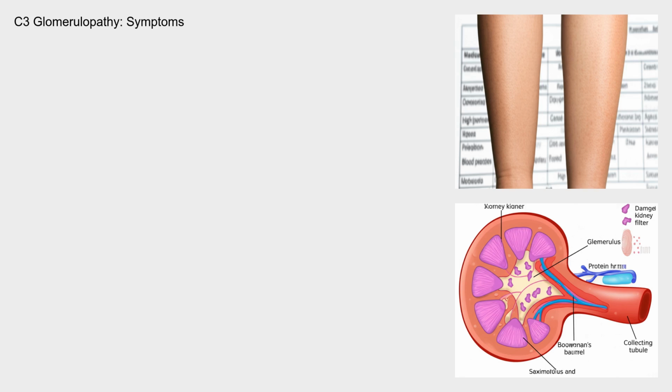The signs and symptoms of C3 glomerulopathy can vary from person to person and often develop gradually. Some common symptoms include proteinuria, which is protein in the urine, hematuria, or blood in the urine, and edema, which is swelling, particularly in the legs, ankles, and around the eyes. Hypertension, or high blood pressure, is also frequently seen. As kidney function declines, individuals may experience fatigue, nausea, loss of appetite, and other symptoms associated with kidney failure.